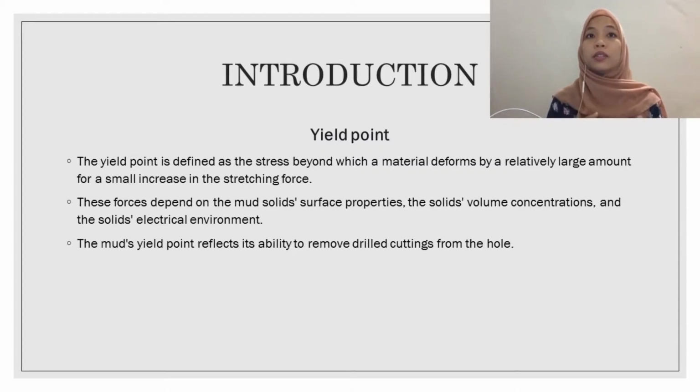The third one is yield point. The yield point is defined as the stress beyond which a material deforms by a relatively large amount for a small increase in the stretching force. These forces depend on the mud's solid surface properties, the solid's volume concentration, and the solid's electrical environment. The mud's yield point reflects its ability to remove drill cuttings from the hole.